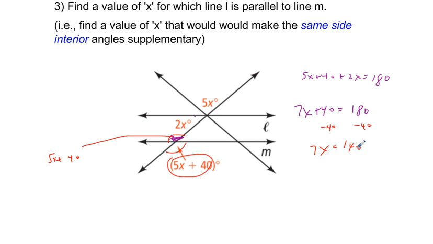And 7 goes into 140 20 times, right? So if I divide both sides of my equation by 7, I get x is equal to 20. So a value of x would make these same side interior angles supplementary, which would make lines L and M parallel. So that's how you do proofs for proving two lines cut by a transversal are parallel lines. Let's take one more.